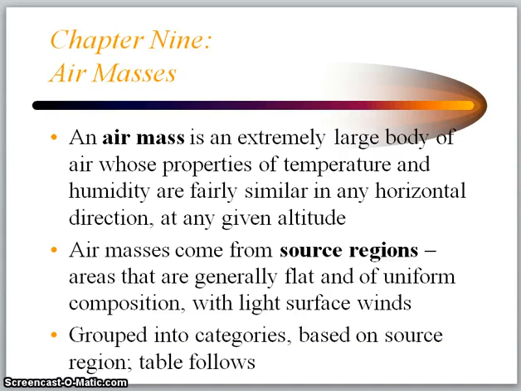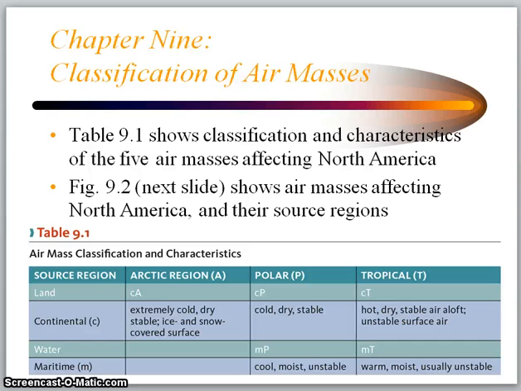Those are areas that are generally flat, like oceans or plateaus, and of pretty uniform composition with light surface winds, so that if a blob of air sits over a source region for a long period of time, that blob of air begins to take on the characteristics of that source region. Now, the air masses that affect North America are grouped into particular categories based on the source region. The table, which is shown 9.1, shows the classification and characteristics of the 5 air masses that affect North America, which include continental Arctic, continental polar, continental tropical, maritime polar, and maritime tropical.